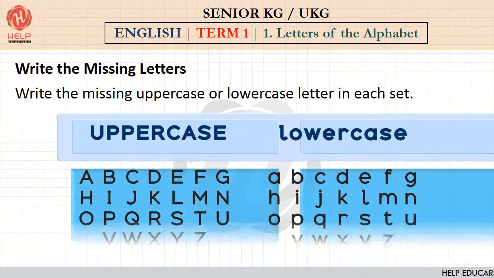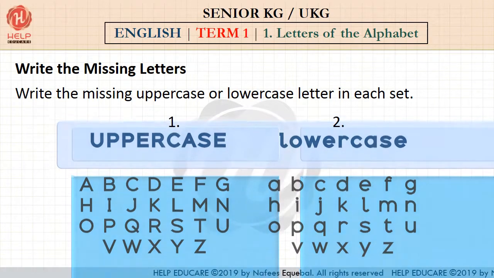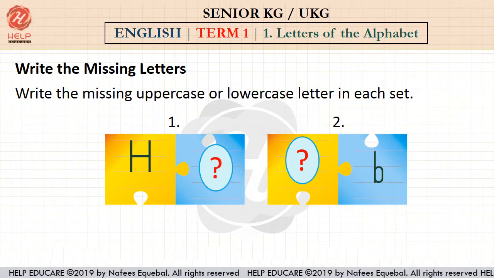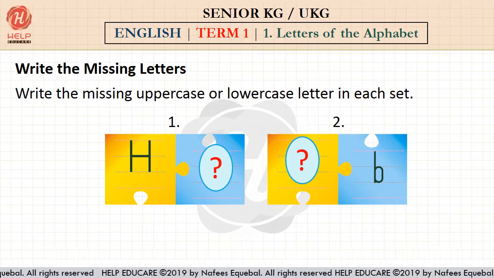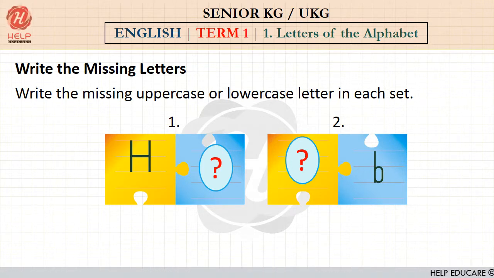Students, this is the third question of first lesson. In this question, we will learn and solve lowercase and uppercase letters of alphabet. In each set, one letter is given and other letter is missing. If given letter is in uppercase, you have to put the same letter in lowercase. And if given letter is in lowercase, you have to put the same in uppercase.